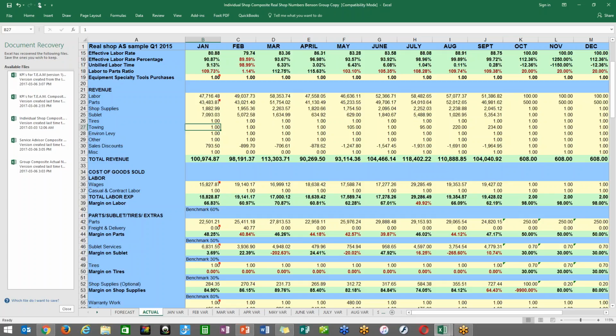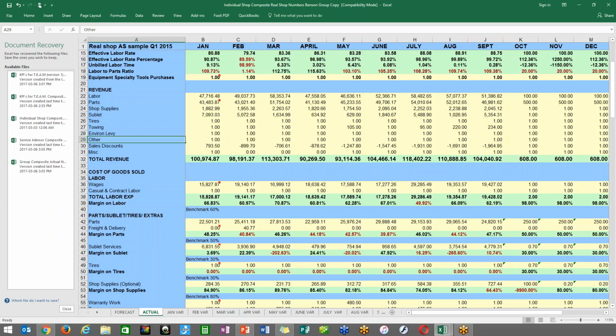Towing, if you do your own towing or you've done it sublet, you can do it that way as well. How much you collected in towing. Environmental fees, he didn't charge those. You don't have to. You may want to build that into your shop supplies. Some shops I actually see shop supplies / environmental fees. In this particular case, he didn't charge shop supplies.